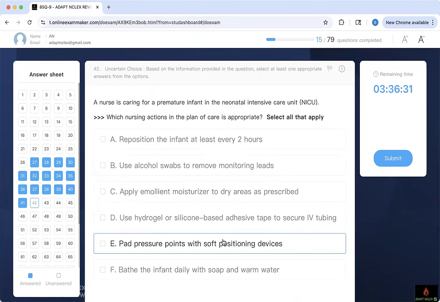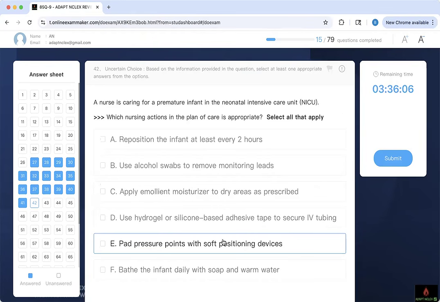Reposition the infant at least every 2 hours. Use alcohol swabs to remove monitoring leads. Apply lotions, moisturizer to dry areas as prescribed. Use hydrogel or silicone-based adhesive tape to secure IV tubing. Pad pressure points with soft positioning device. Bathe the infant daily with soap and water.